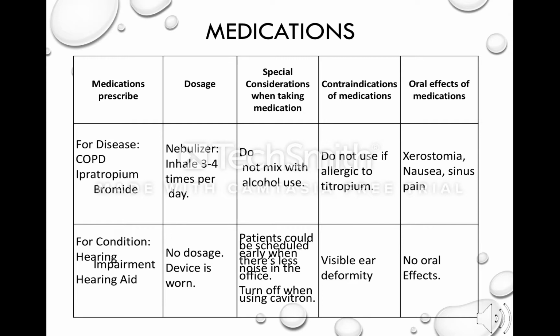For his hearing impairment, Robert has a hearing aid. This has no oral effect, but it would have an effect on the dental appointment. We could make sure that the patient is seen early when there's less noise in the office. And also, if you're going to use the Cavitron, you would tell a patient with a hearing aid to turn it off before you turn on the Cavitron.